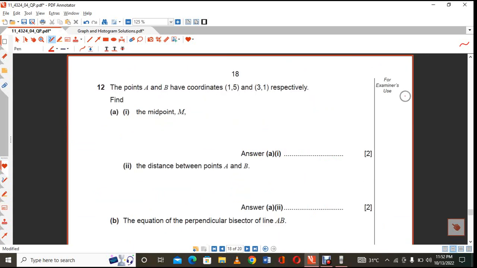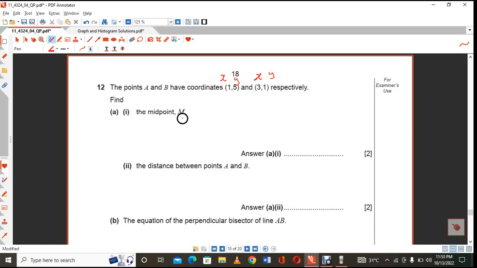Right, that brings me to question 12. Question 12 is the last question in the question paper. So I hope so far you have enjoyed it and it really works to your advantage. Coordinate geometry, points A and B have coordinates 1, 5 and 3, 1. Okay, so that is the x value and that's the y value. That's the x value and that's the y value.